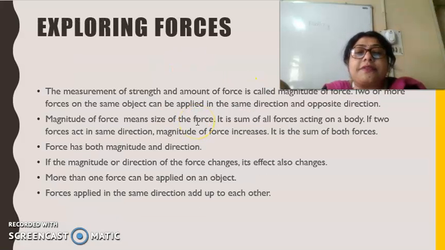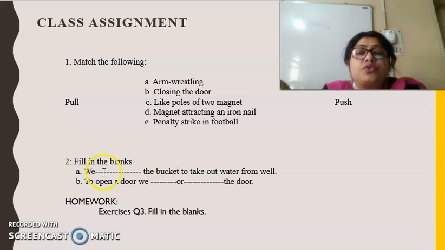Next I have given fill in the blanks. We dash the bucket to take out water from the well. Find out whether we are going to push or pull, and fill it in. To open a door, we dash or dash the door. So it depends whether we are going to pull the door or push the door. These are things which you are going to do in the class itself. As soon as you see the whole recording, you do it in the class hour.